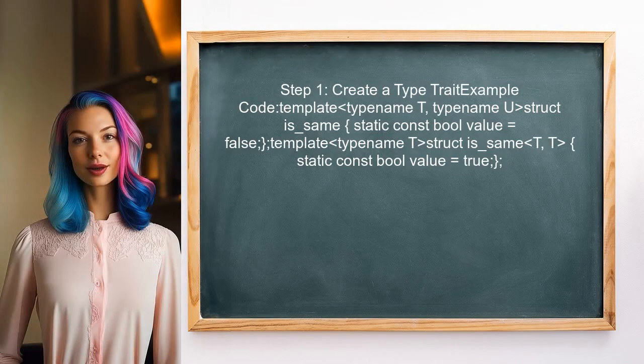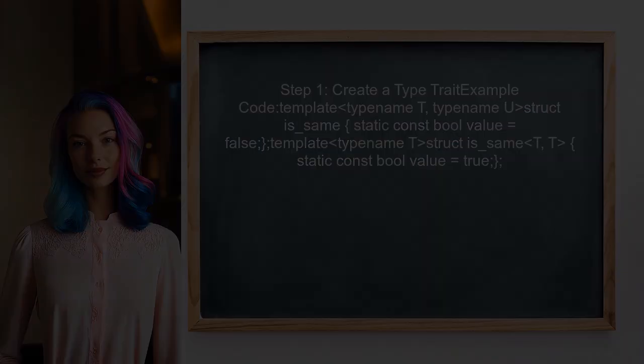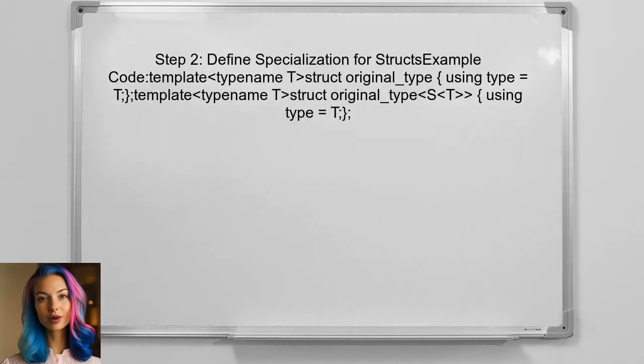To achieve the desired behavior, the user can create a type trait that compares the original types of the template parameters. This will help determine if the types are the same or different. Next, the user should define a specialization of the type trait that will be used to compare the original types of the structs. This specialization will help in the static assertions.